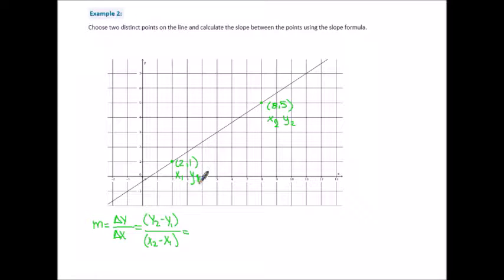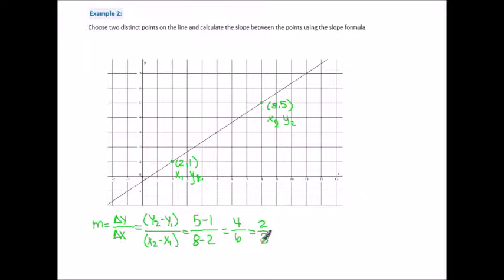So now let's take y2, which is 5, and we're going to do 5 minus 1 over x2, which is 8, minus x1, which is 2. 5 minus 1 is 4, and 8 minus 2 is 6. So we have 4/6, which is equivalent to 2/3. So as you can see, the slope is written as 2/3, which is a ratio, or as we saw in 7th grade, the unit rate.